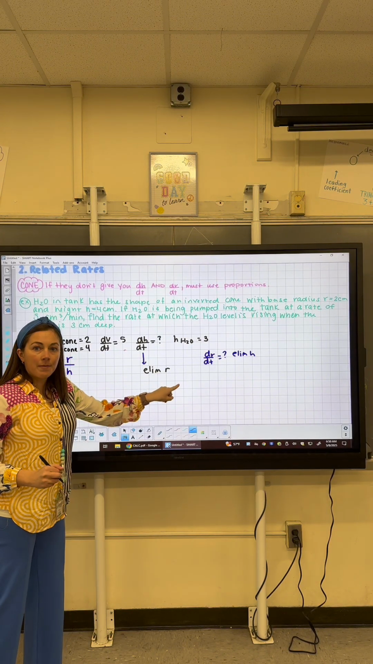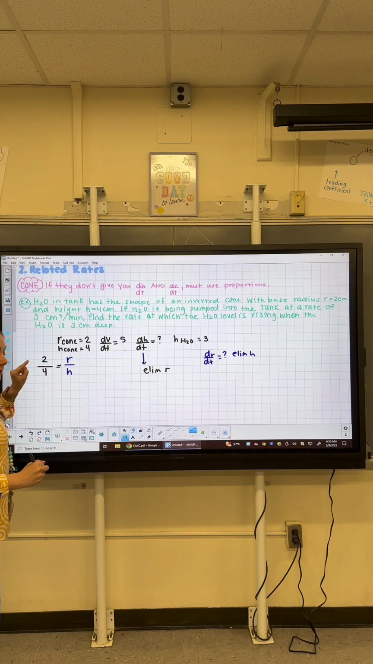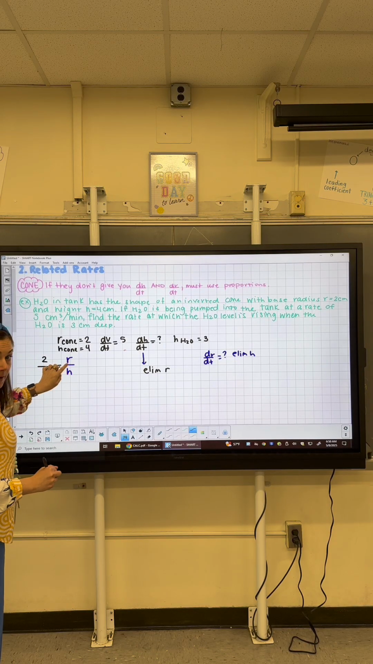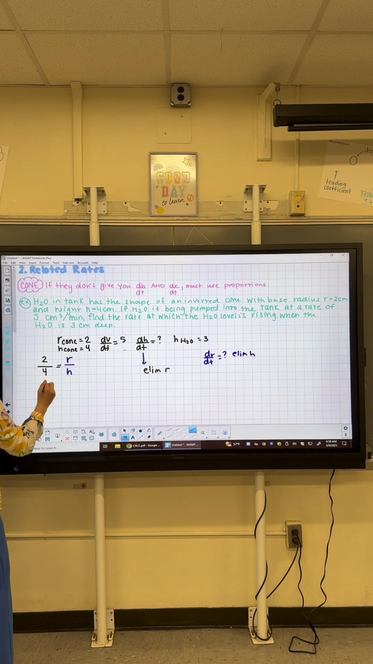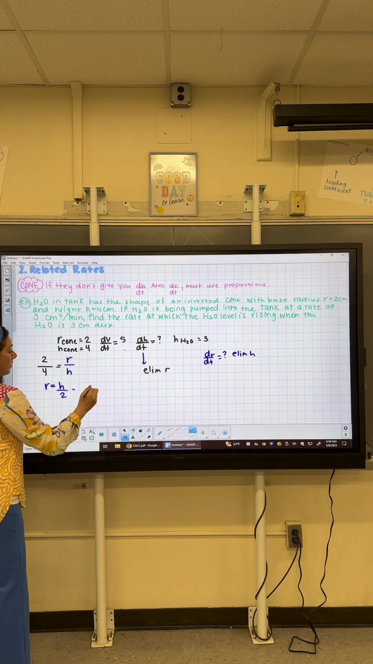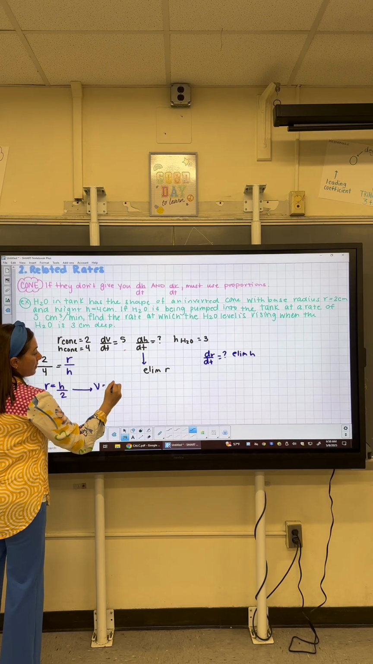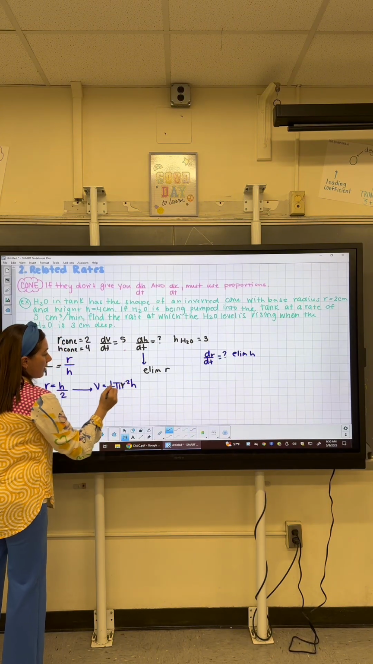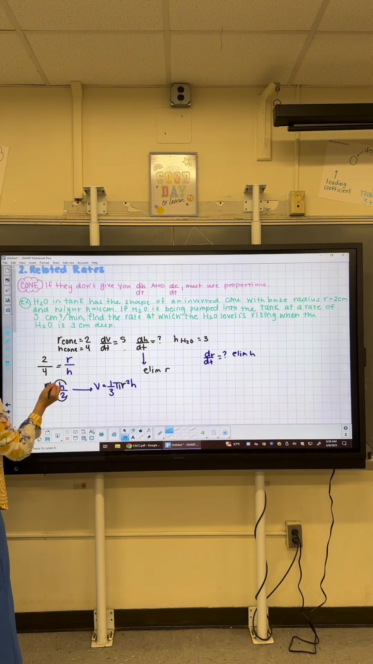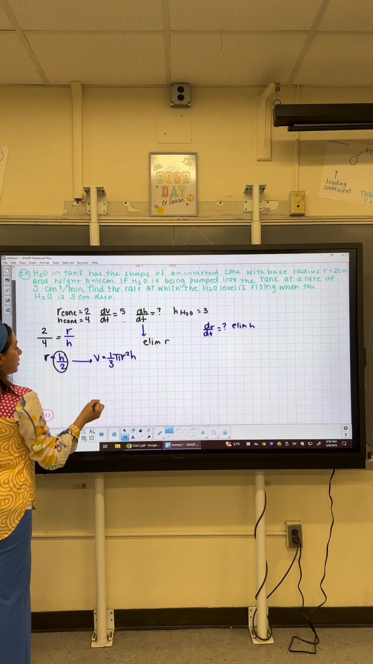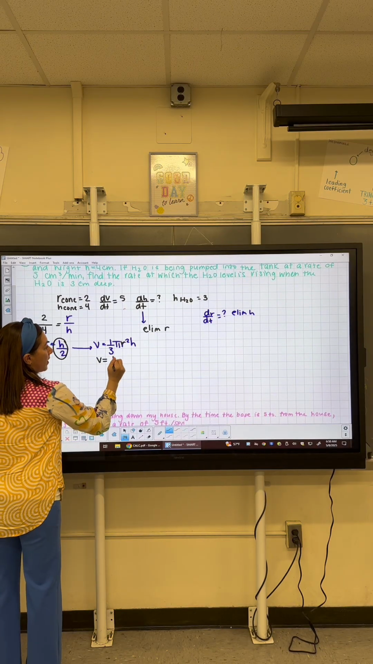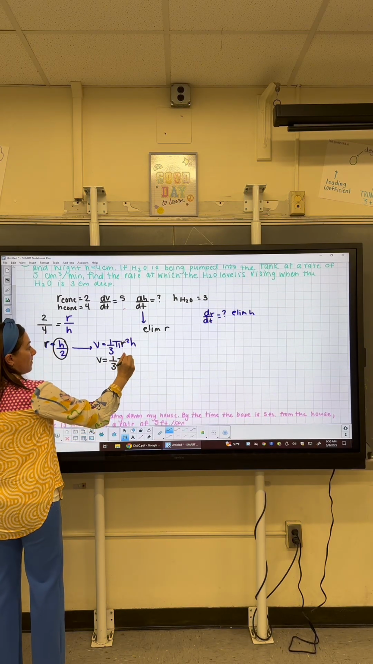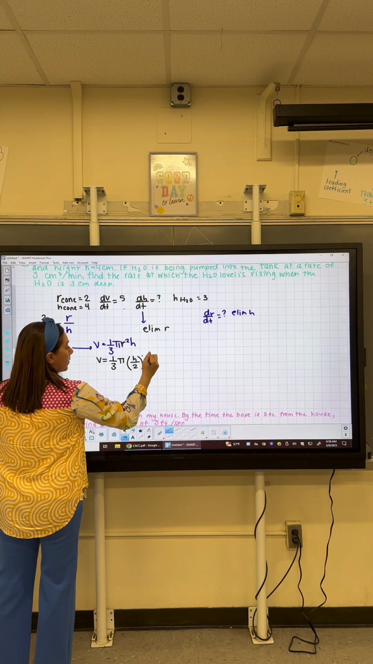If I want to eliminate R, I'm going to solve for R here. I'm going to multiply both sides by H and reduce. R is H/2. Just get R alone. So what I'm going to do now is replace, in my volume of a cone formula, R, this black R, with H/2. So now watch. We're going to have 1/3 pi, instead of R, I'm writing H/2 squared H.